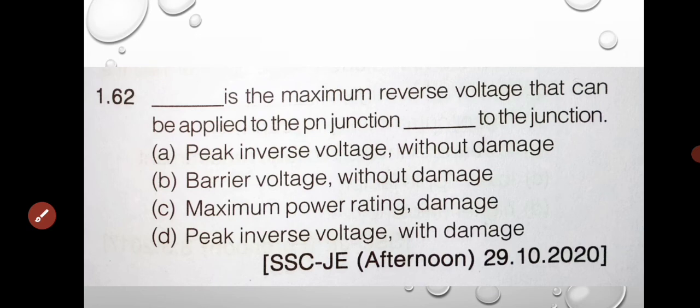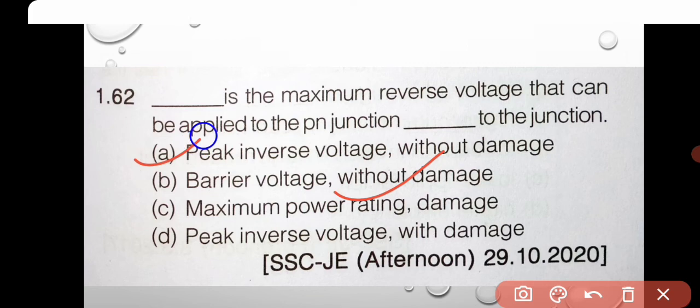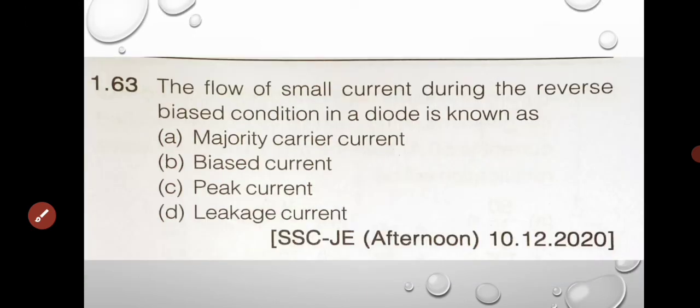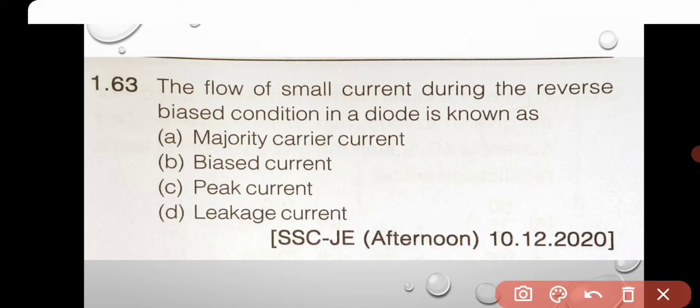Now the next question, that is dash is the maximum reverse voltage that can be applied to the p-n junction dash to the junction. Its correct answer will be option A, that is peak inverse voltage, the maximum reverse voltage that can be applied to the p-n junction without damage to the junction. Now the next question, number 163, the flow of a small current during the reverse biased condition in a diode is known as leakage current. Its correct answer will be option D, that is leakage current.